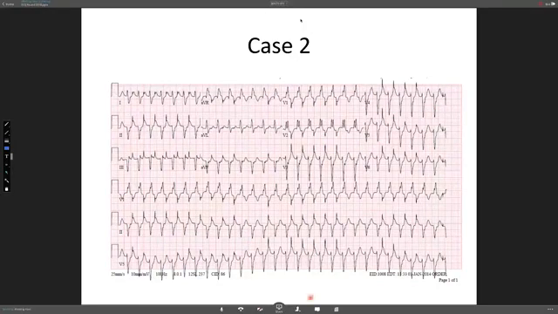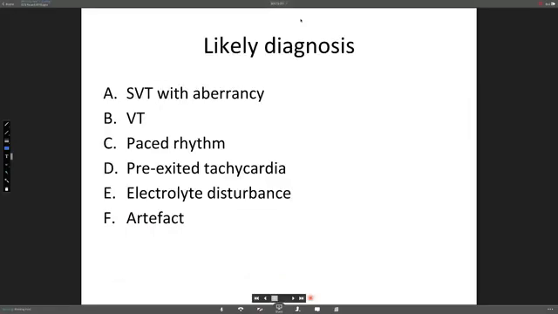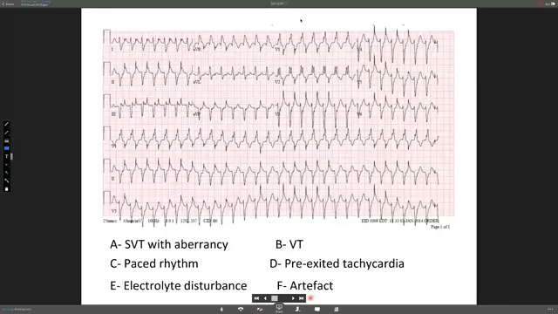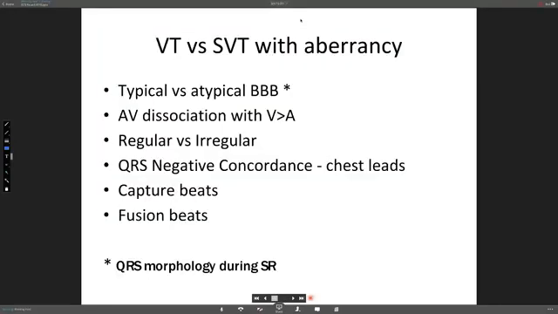The resting ECG was completely normal. So for me, this makes SVT with aberrancy very unlikely. So I know from my first criteria, almost always this is VT.